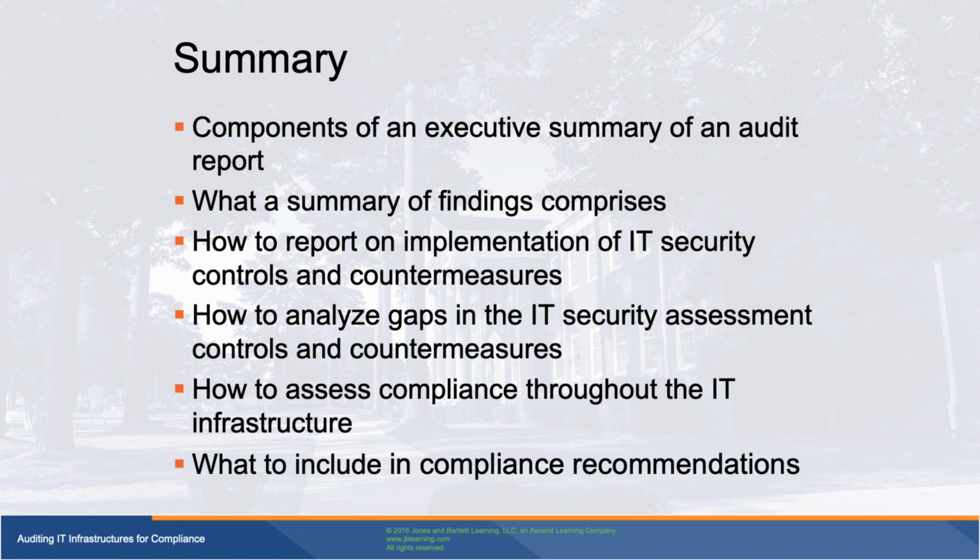So in summary, what we've talked about is we hit all of the components of an executive summary. And then we talked about the summary of findings, that is all of the findings that occurred during the audit. We learned how to report on the implementation of controls and countermeasures. We talked about maturity models. We talked about risk matrices. We talked about how to analyze gaps in the controls and countermeasures. And we also learned what to include in the compliance recommendations, so the auditor's recommendations.